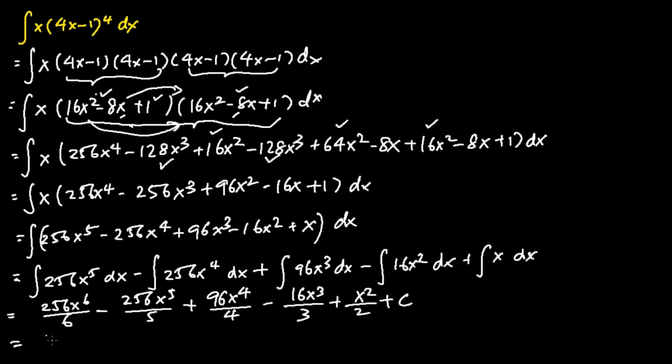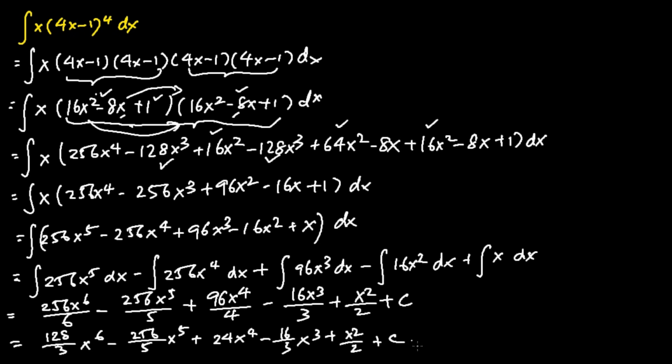The first term after simplification will be 128 over 3 x to the power of 6. For the second term, we do not need to simplify because this is already the simplified form. The third term is 24x to the power of 4. The fourth term is in the simplified form, and the fifth term as well. So the final answer to the integral of x times (4x minus 1) to the power of 4 dx is 128 over 3 x to the power of 6 minus 256 over 5 x to the power of 5 plus 24x to the power of 4 minus 16 over 3 x to the power of 3 plus x squared over 2 plus c.